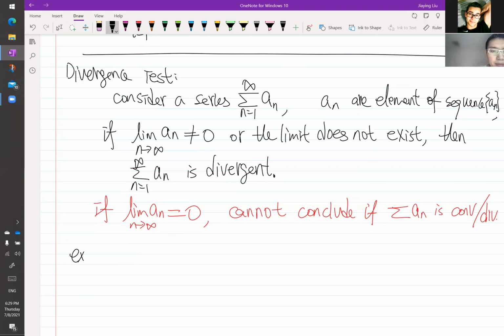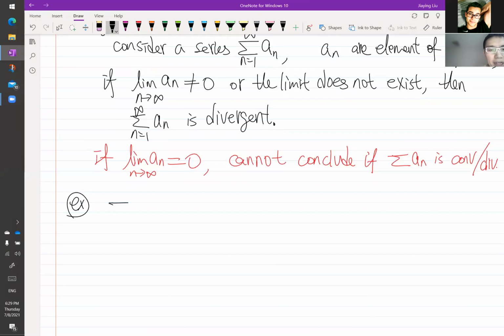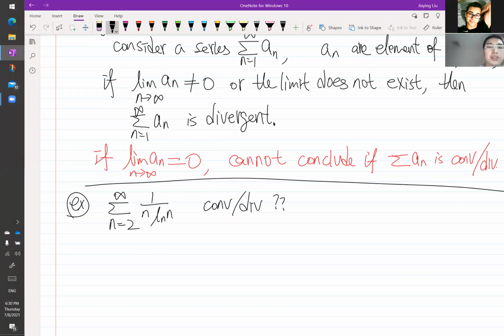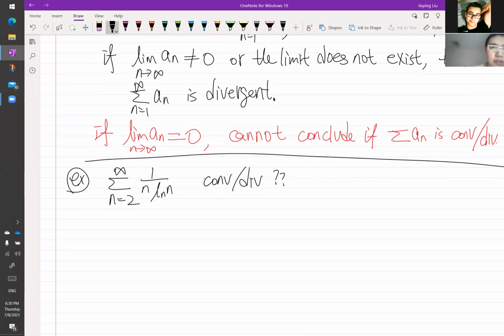Here's the example. If I give you a series, let's say n going from, I'm going to pick n equals 2 to infinity, of 1 over n natural log of n, is this convergent or divergent? Well, you probably think, let's try to use the divergence test to see if it's divergent. So let me practice using the divergence test.